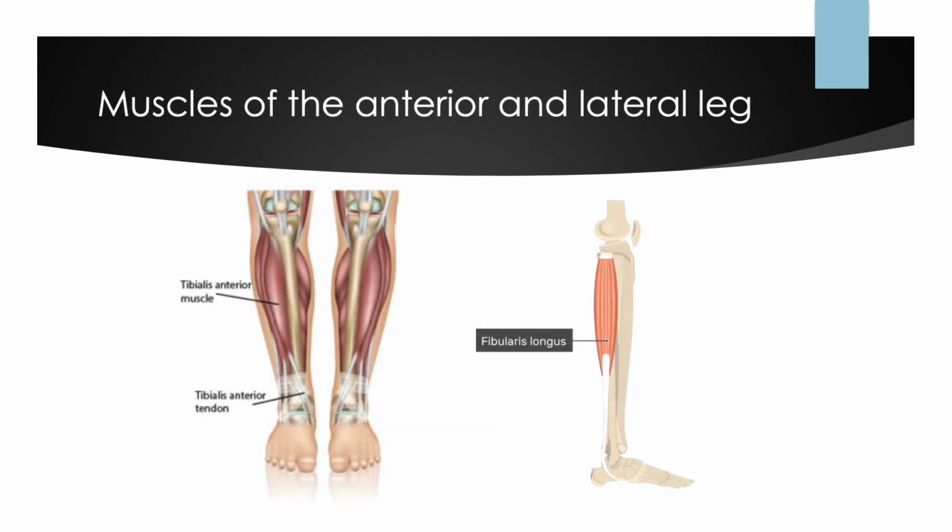Now we're going to be talking about the muscles of the anterior and lateral leg. So here we have the tibialis anterior, which is basically just the anterior muscle of your tibia, pretty easy to remember that. And then the fibularis longus, which is this muscle on the outside of your leg.